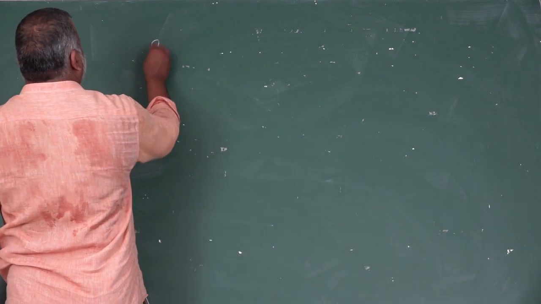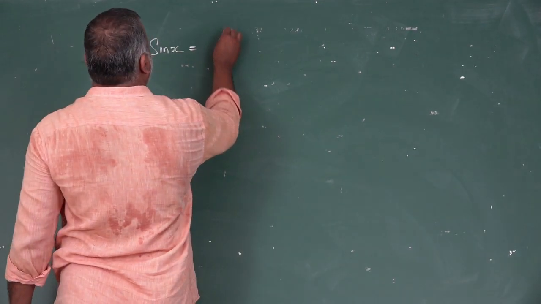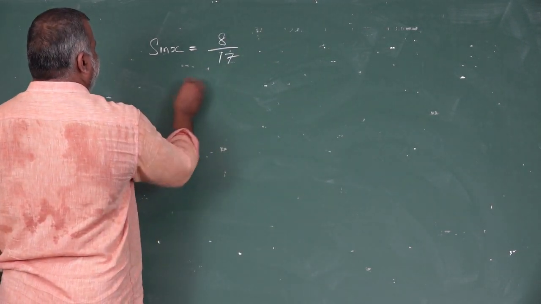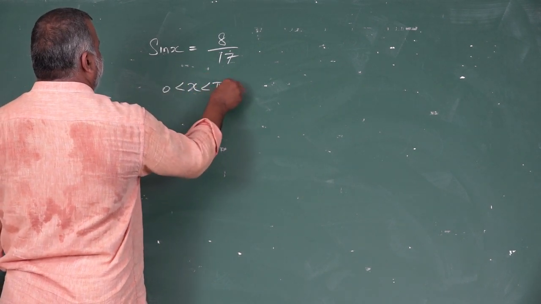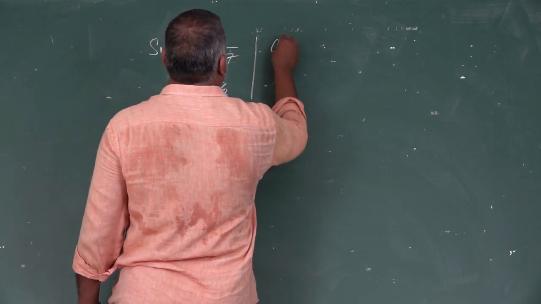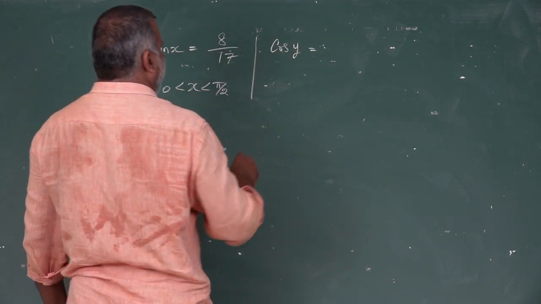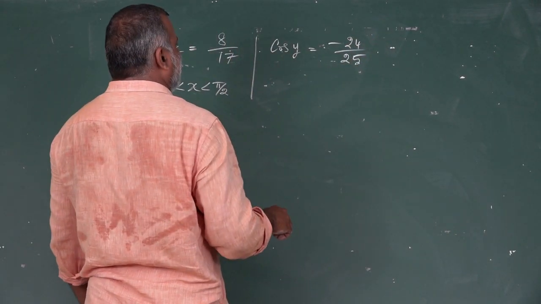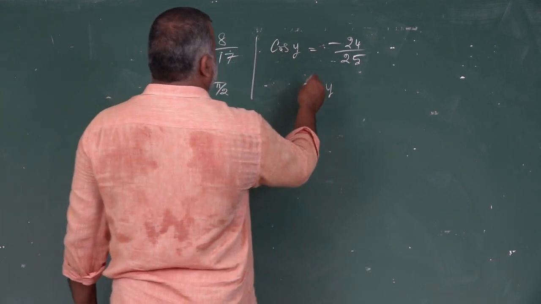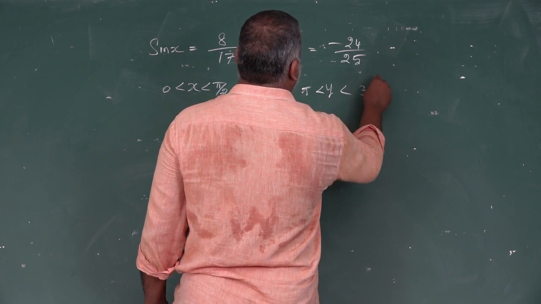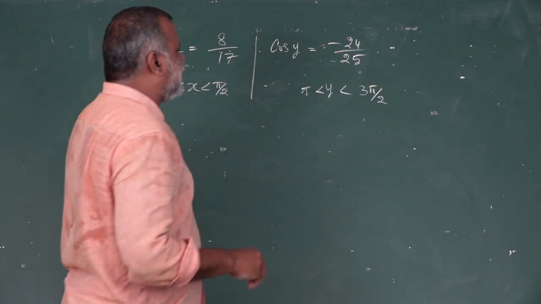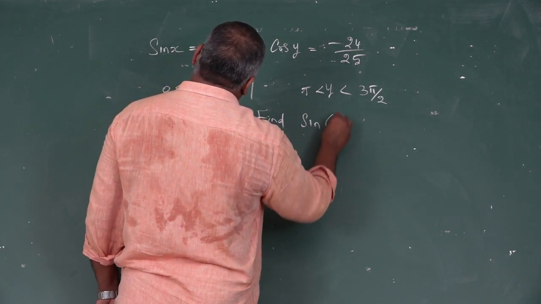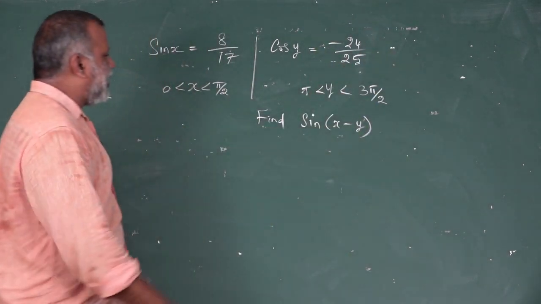Now listen, sin x. I am giving just the idea. The remaining work you have to try. Sin x equals 8 by 17, with x greater than 0 and less than pi by 2. In the same model, cos y equals minus 24 by 25, with y greater than pi and less than 3 pi by 2. You have to find sin of x minus y.